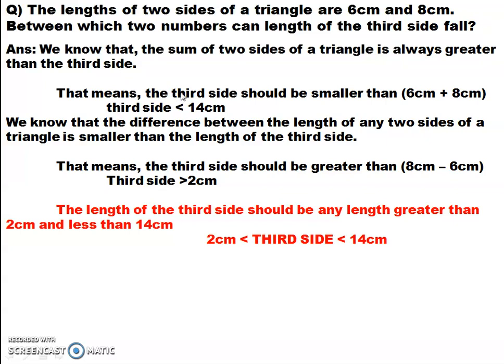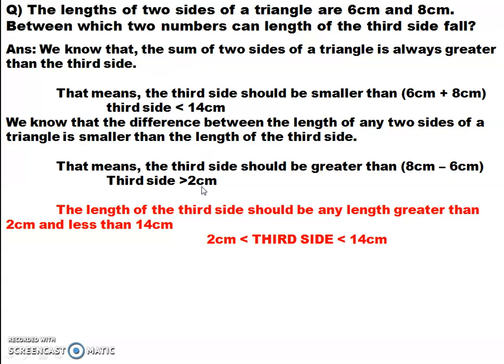That means the third side should be smaller than 6 plus 8. So you got the upper limit. What is the upper limit? 14 centimeter. Using which property? Sum property. Now how will you get the lower limit?